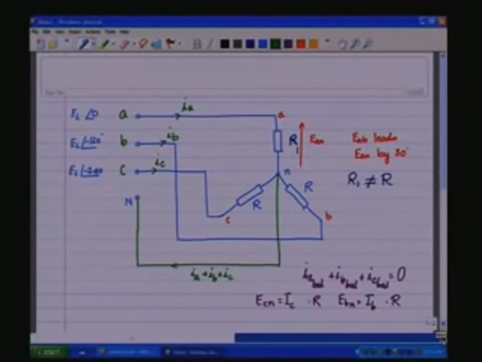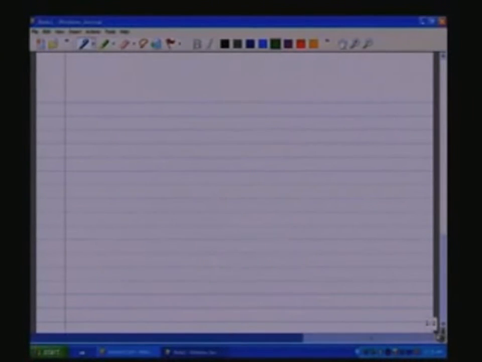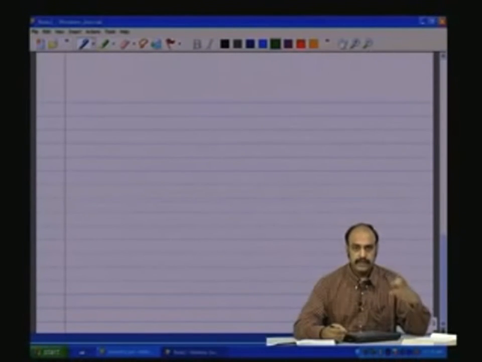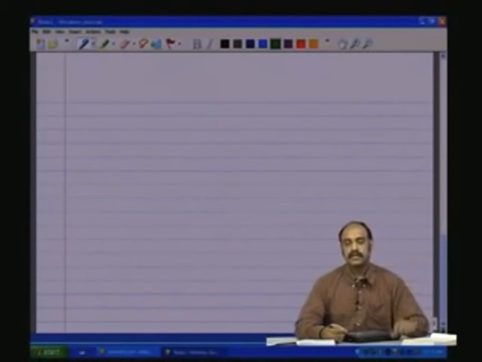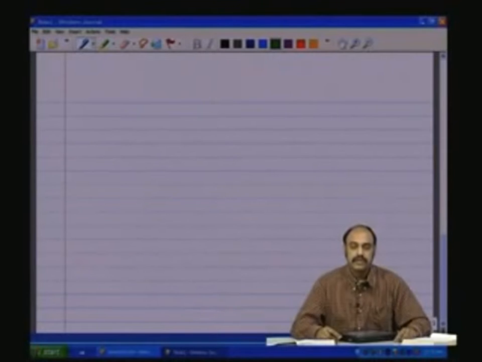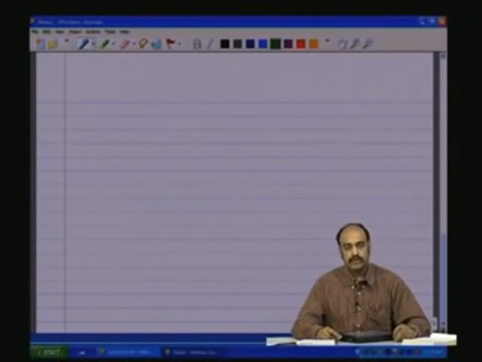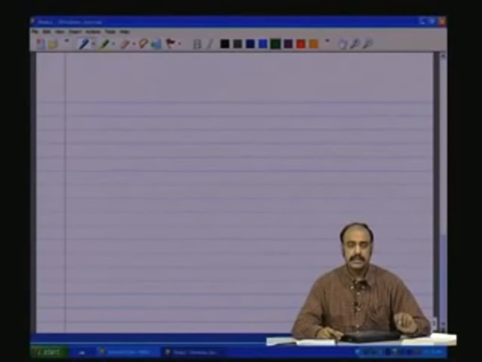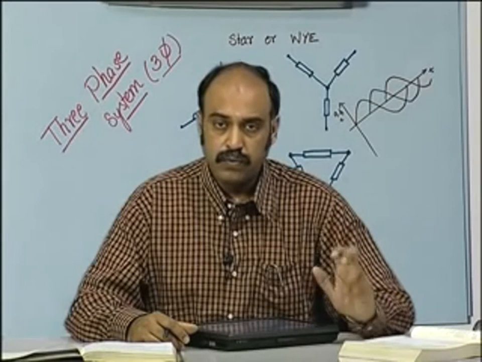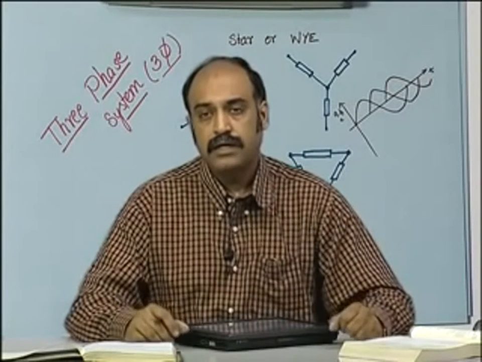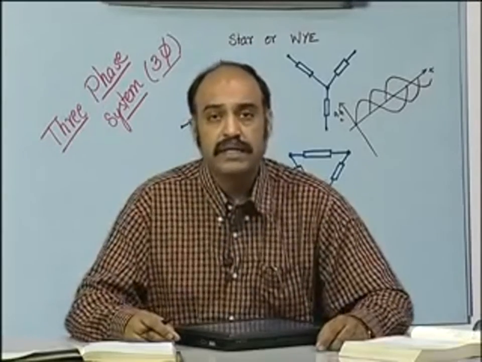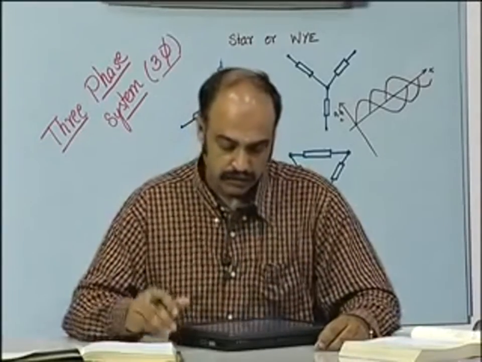In the case of a delta connected load, such a situation does not arise, because the phase circuits are directly across the line, and that is the source. Therefore, there won't be any distortions in the line voltage, even if the loads are unbalanced, and there is no concept of a neutral point in the case of a delta connected load.